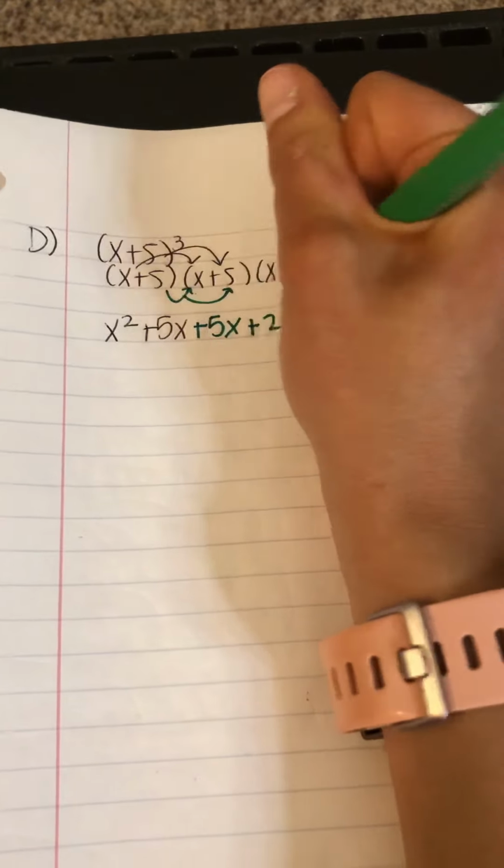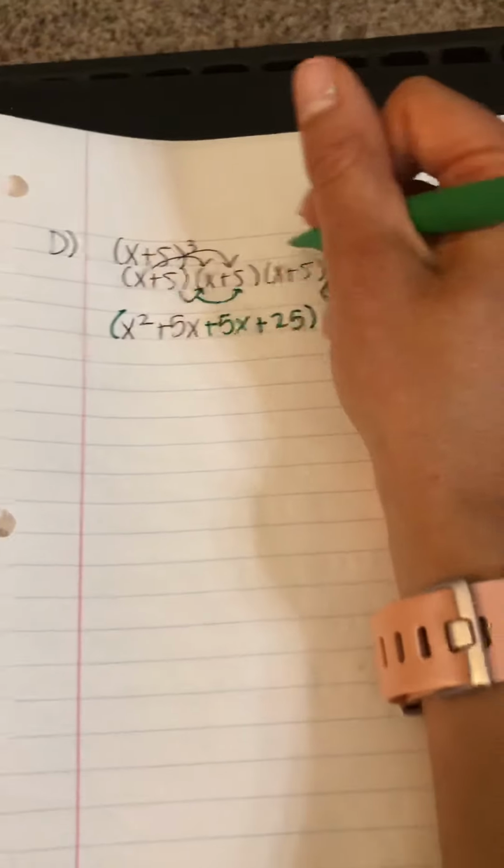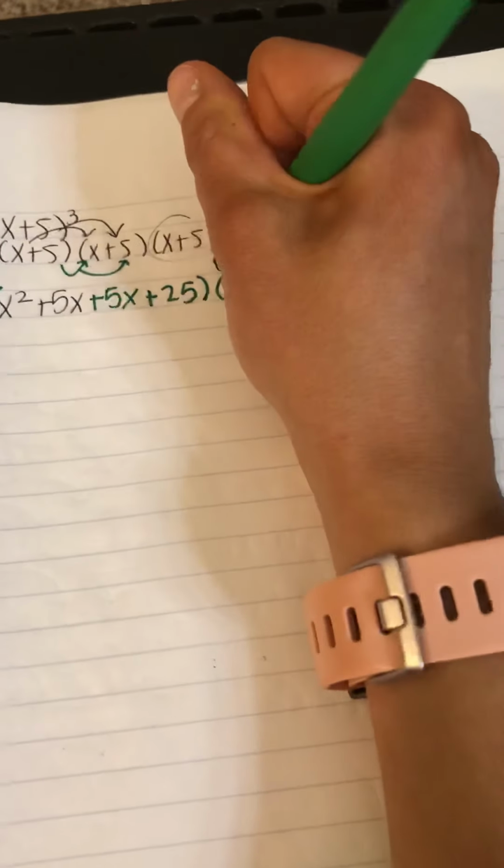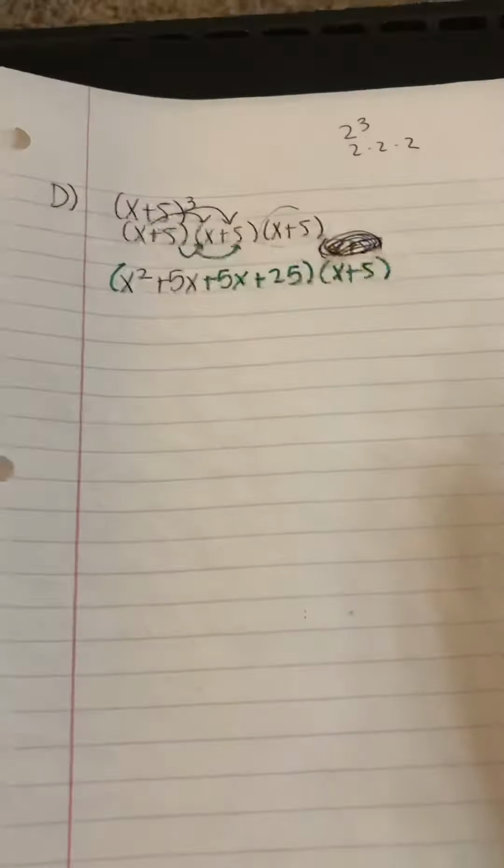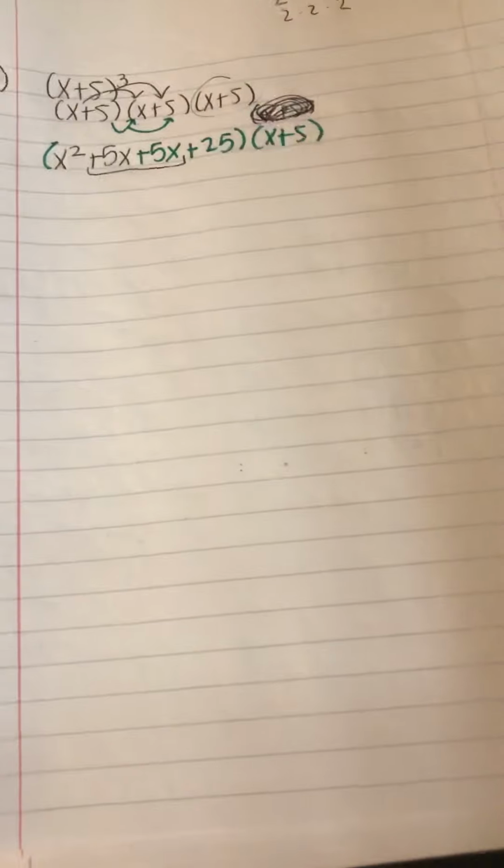Now I'm going to put this in parentheses because all of this is still going to multiply that. So now I can rewrite this. Before I can move on further though, I do see that I can combine these like terms here. I want to make sure that everything is simplified before I multiply again, otherwise I'm going to make a lot more work for myself.